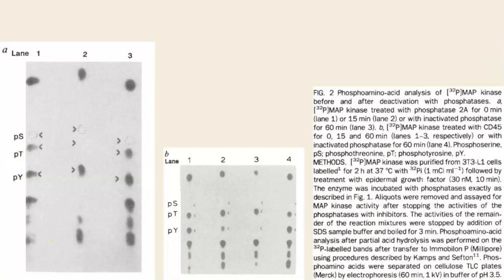Another experiment performed was the phosphoamino acid analysis of MAP kinase. MAP kinase is labeled with radioactive phosphate and treated with phosphatase 2A and CD45. Untreated MAP kinases contained both phosphotyrosine and phosphothreonine. MAP kinases that were treated with phosphatase 2A lost phosphothreonine, and MAP kinases that were treated with CD45 lost phosphotyrosine. Inactive phosphatases showed no change in phosphoamino acid content.